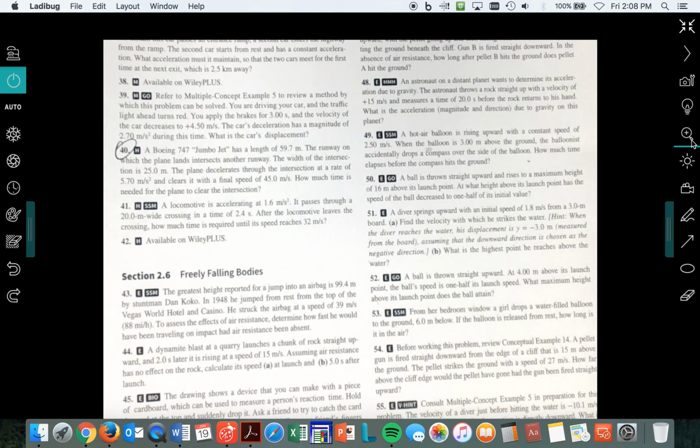How much time do we have an initial velocity? Boeing 747, the runway on which the plane lands intersects another, 25 meters. The plane decelerates through the intersection at a rate of 5.7 meters per second squared and clears it with a final speed of 45 meters per second. How much time is needed for the plane to clear the intersection? Well, I don't know the initial time. Oh, I should have worked this out before I got down there.